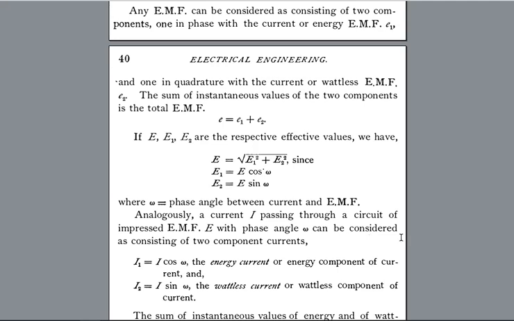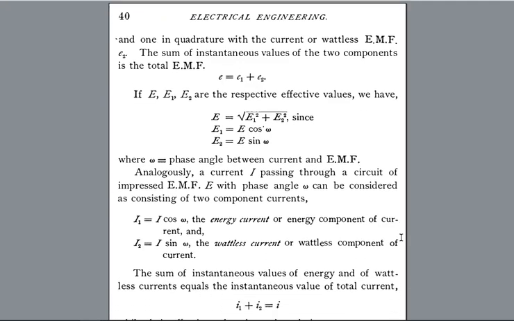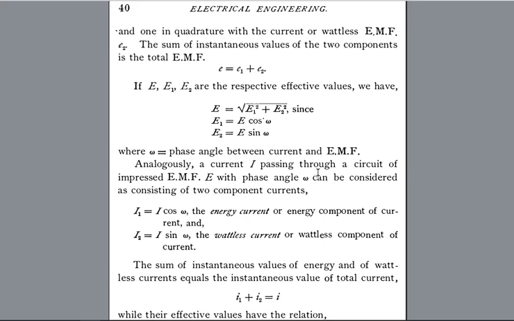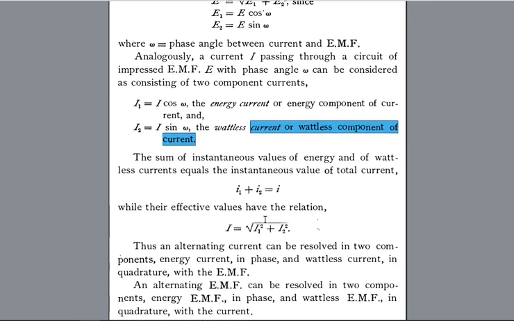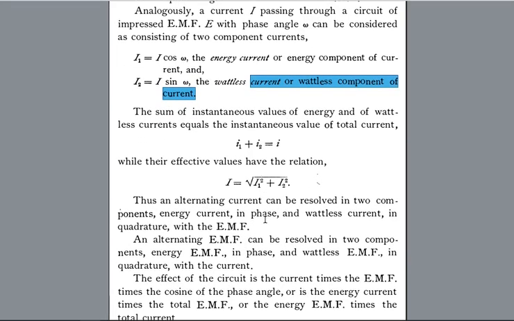Analogously, a current I passing through a circuit of impressed electromotive force E with phase angle omega can be considered as consisting of two component currents: I1 equals I cosine omega, the energy current or energy component of current, and I2 equals I sine omega, the wattless current or wattless component of current. The sum of instantaneous values of energy and of wattless currents equals the instantaneous value of total current, I1 plus I2 equals I, while their effective values have the relation I equals square root of I1 squared plus I2 squared.